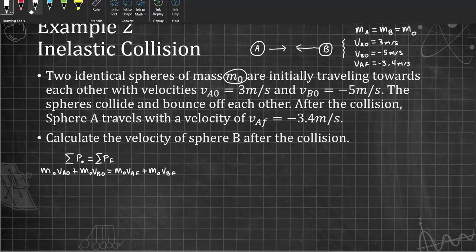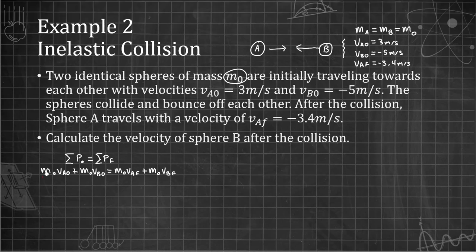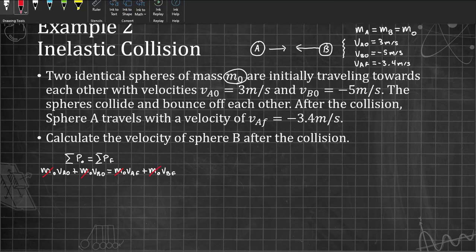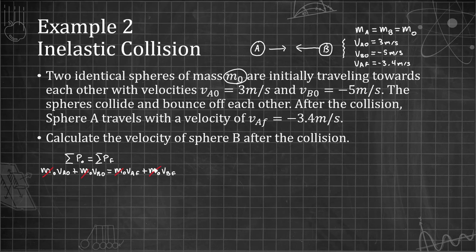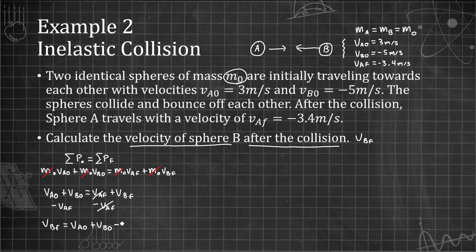Notice here, since the two spheres are identical and have the same mass, m naught is in every single term, so we're going to cancel that out. We're just left with terms for the initial and final velocity of each object, which will make this problem a little easier to solve. Since we are looking for the velocity of sphere B, we're going to rearrange this expression algebraically to isolate the vBf variable, and then plug in our numbers.